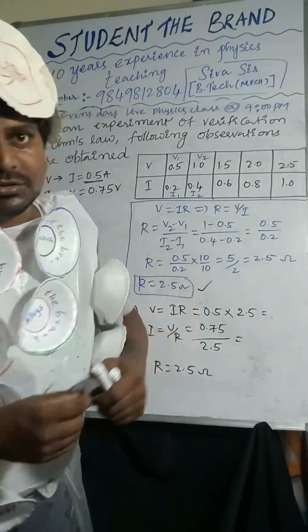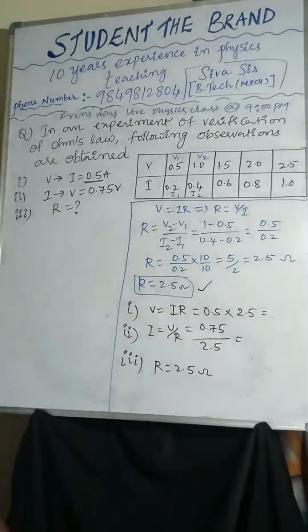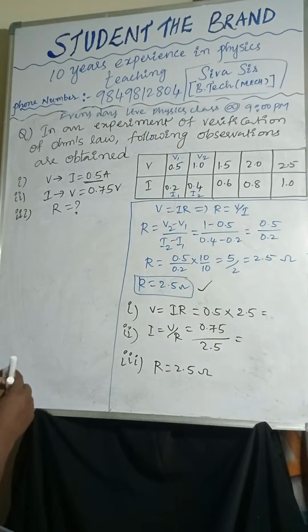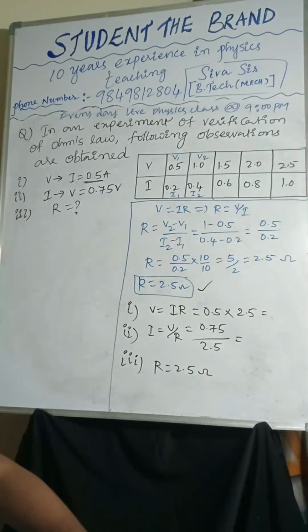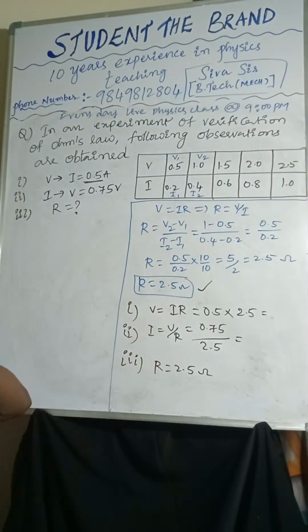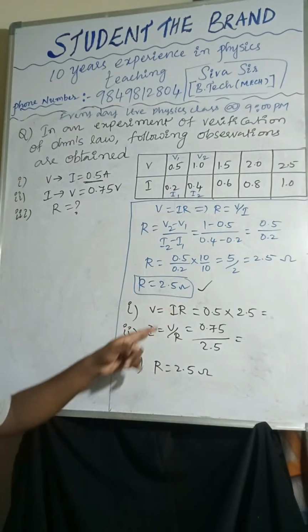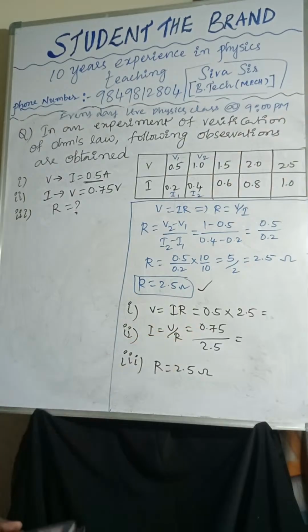Read the question once, everybody, and let me know the answer. Take your time. So when the question is given, find the V value, and in this case find the I value. How much is the I value, and how much V value did we get? Just try it once.